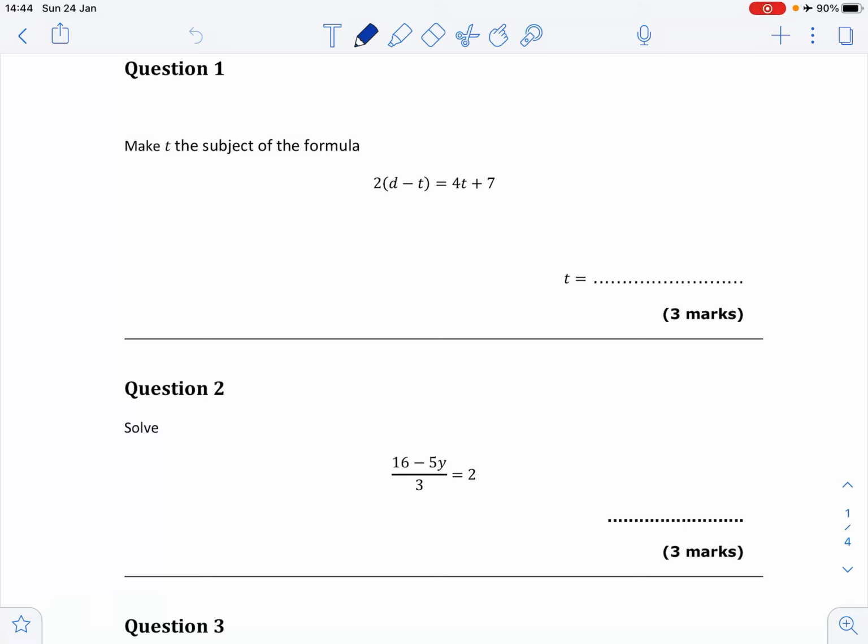Hello everyone. Today we're going to look at the test paper we did last week. So question 1, make t the subject of the formula.